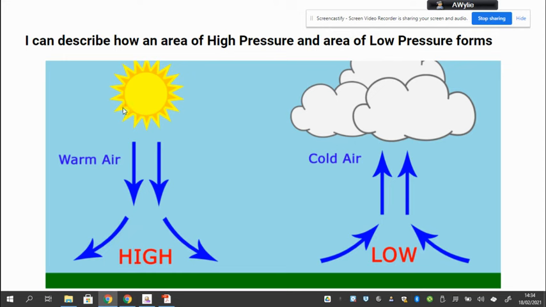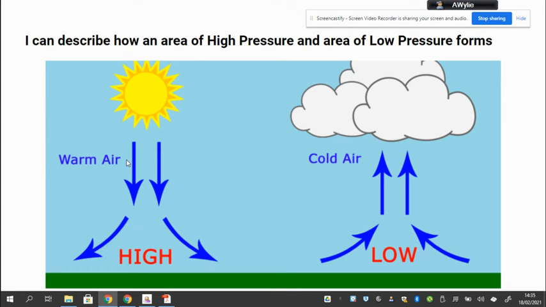Air also travels away from areas of high pressure. As you can see, the arrows, they're moving away. And it's actually moving towards an area nearby that has lower pressure. And that's why it's moving away. Because there's so much air here, it's actually moving away. Now, what does that mean? Because it's moving away, another feature of high pressure is you're likely to get very weak winds.